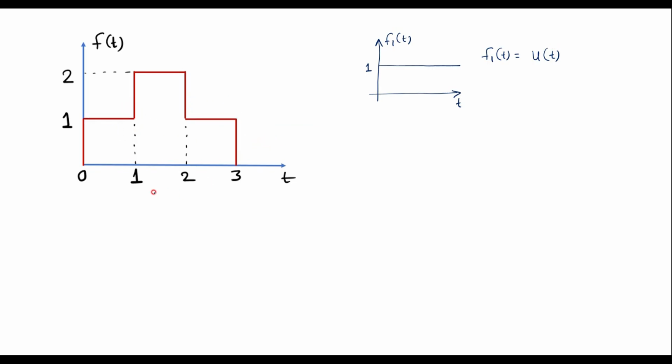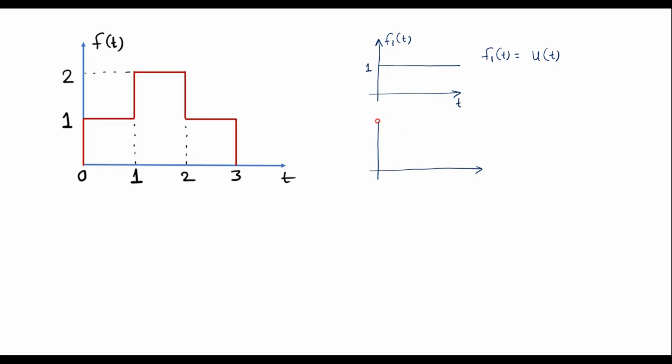Now here we can observe that at t equal to 1, the height of the signal or magnitude of the signal is 2. It means here we have 1. We need to add one more step signal to this signal to get the magnitude as 2. So we need to add one positive step signal at t equal to 1 of magnitude 1.